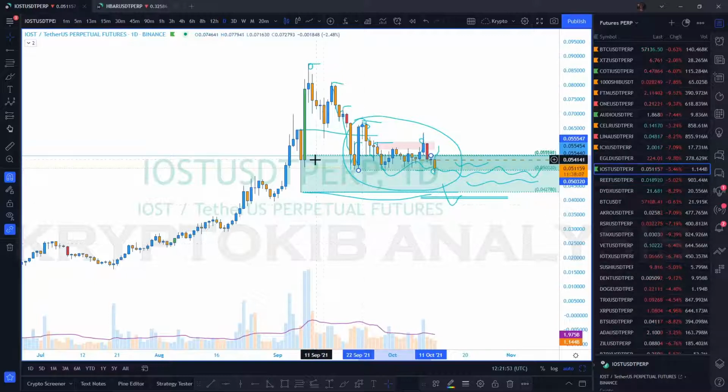So that is my quick view on IOST, and that's how we play it.